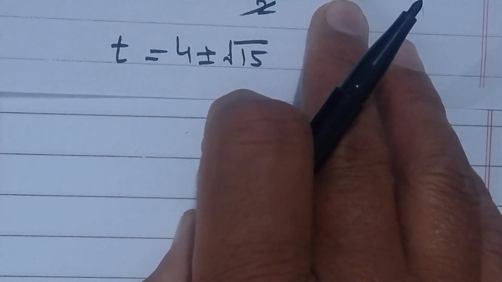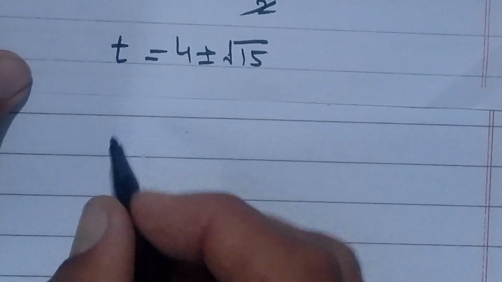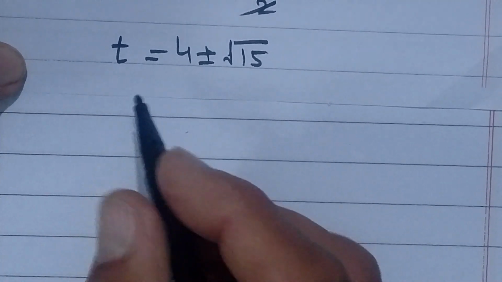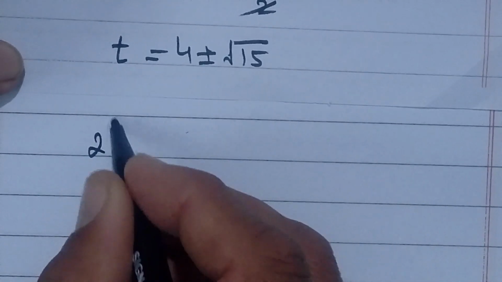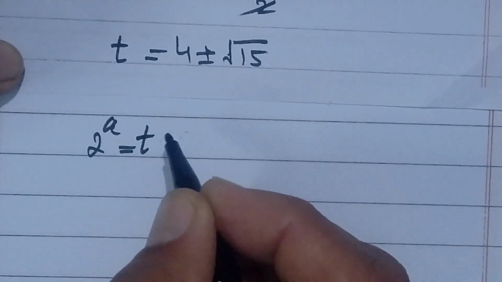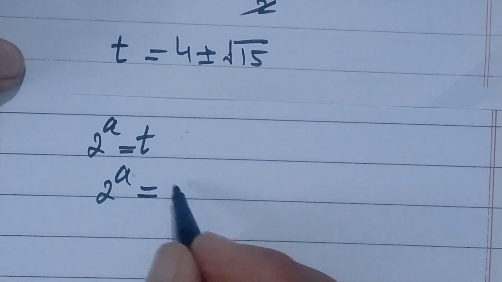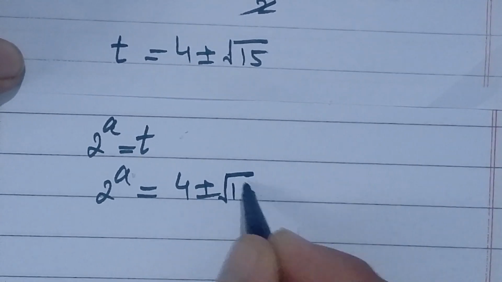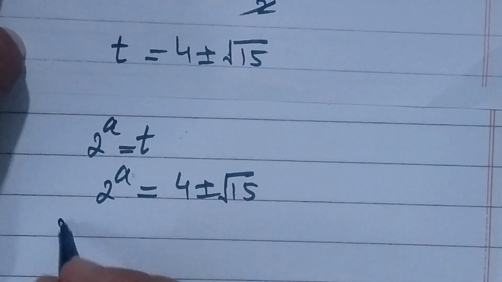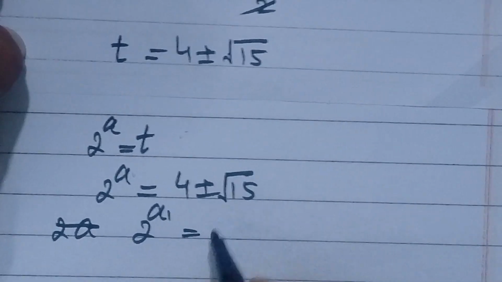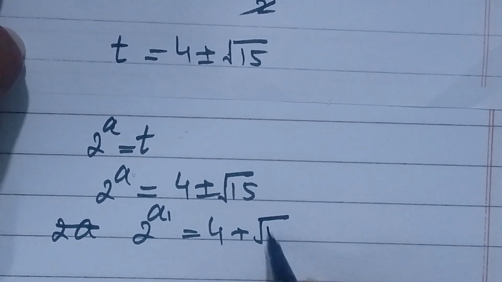Now here 2 raised to the power a is equal to t. Therefore 2 raised to the power a is equal to 4 plus minus under root 15. Here 2 raised to the power a1 is equal to 4 plus under root 15.